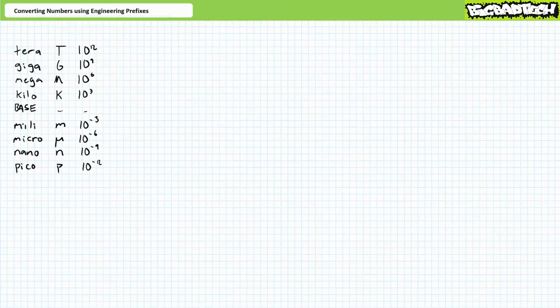I'm Instructor Jim Pytel, and today's topic of discussion is converting between engineering prefixes. Our objective is to learn to express the same number using different engineering prefixes.